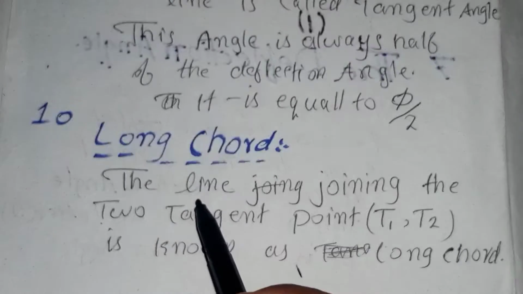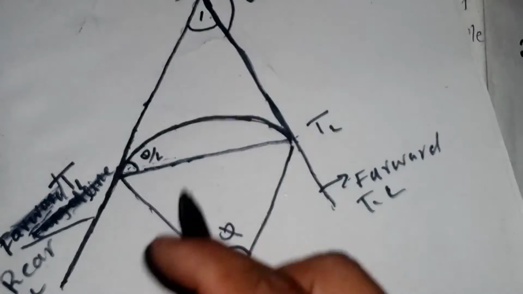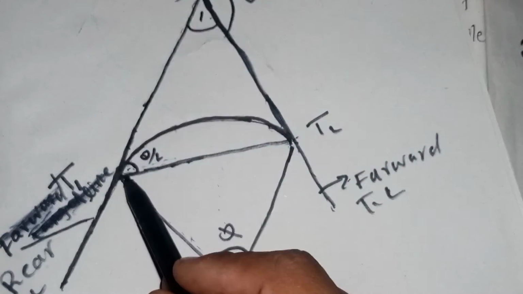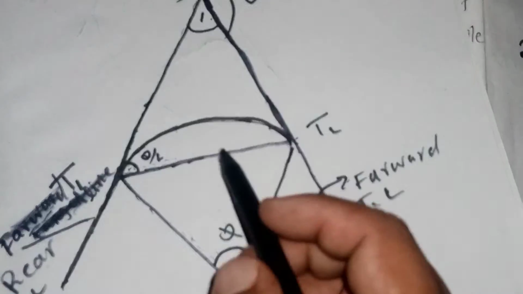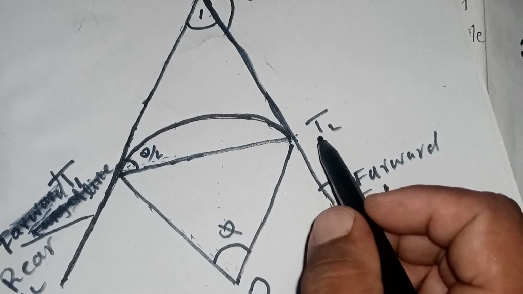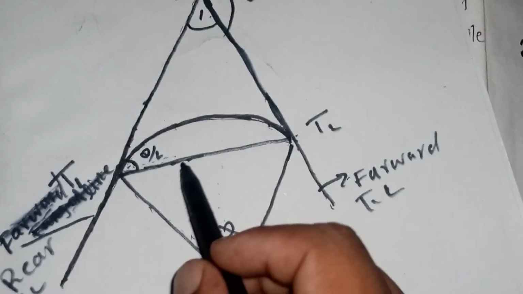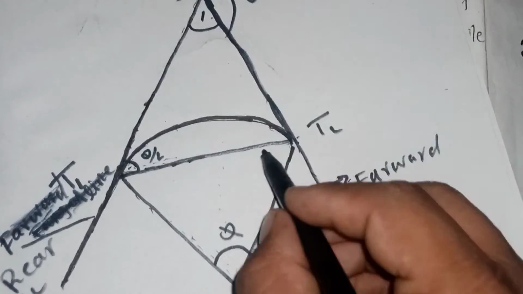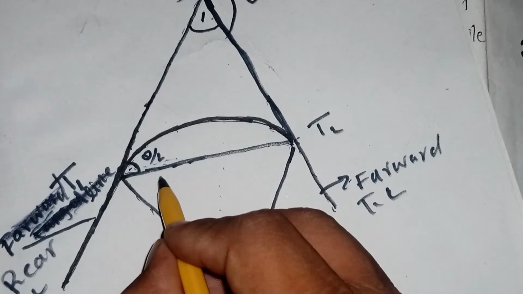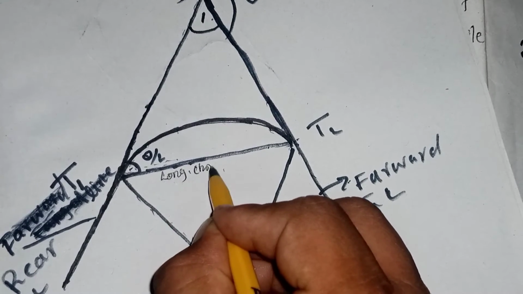10th, long chord. The line joining the two tangent points T1 and T2 is known as the long chord. So this is the line joining the two tangent points. This is tangent point 1, T1, and this is T2, the other tangent point. So we can see here that a line that joins two tangent points is called the long chord. So this is the long chord, as we have to write here.